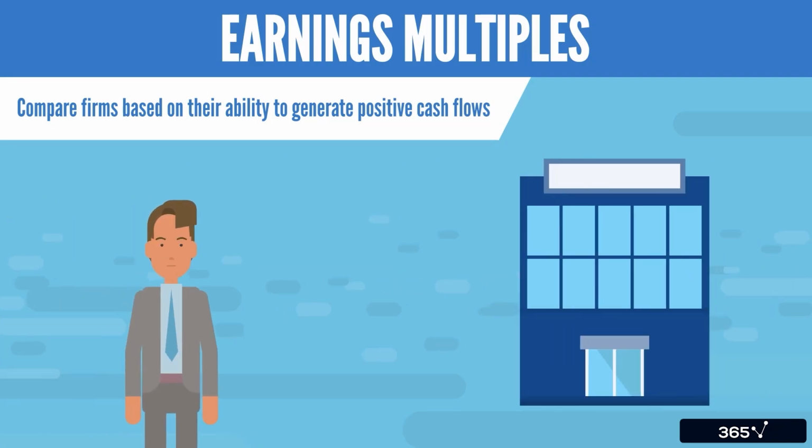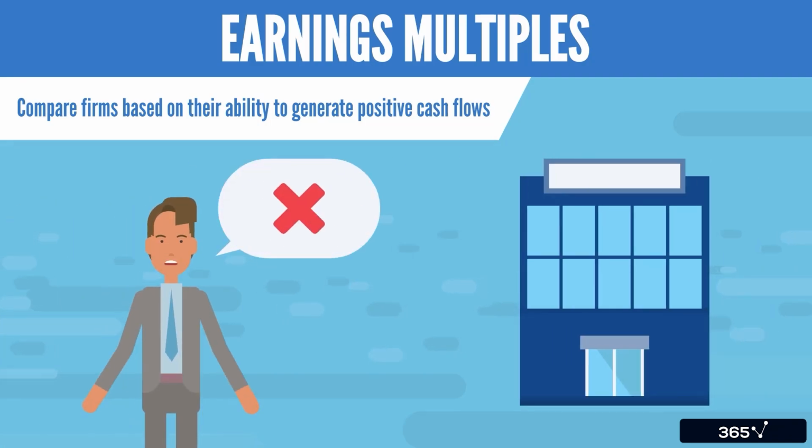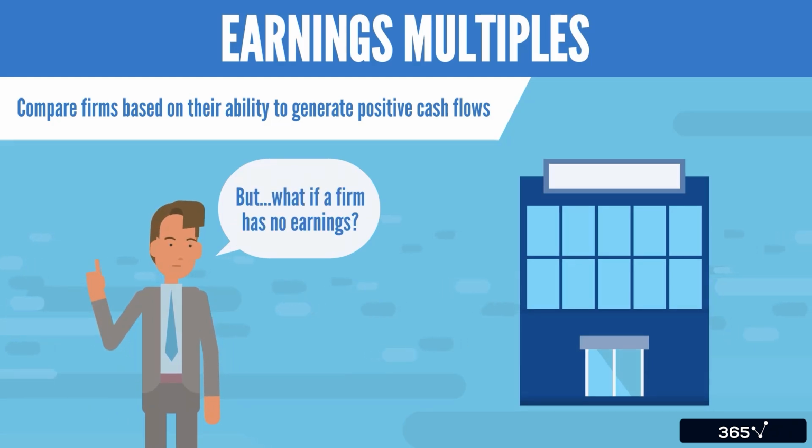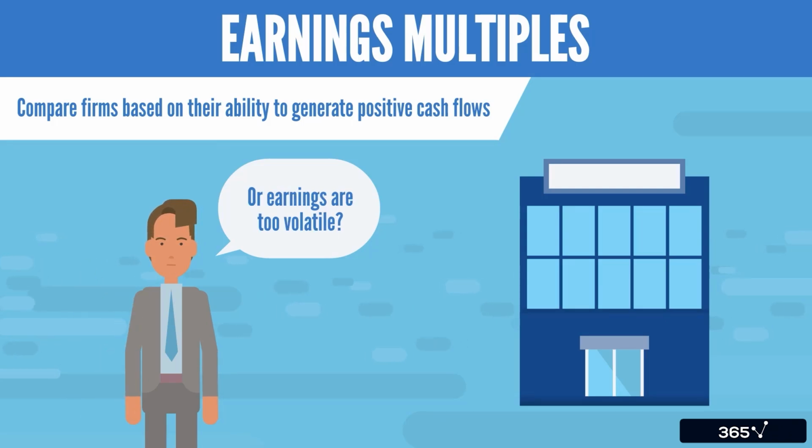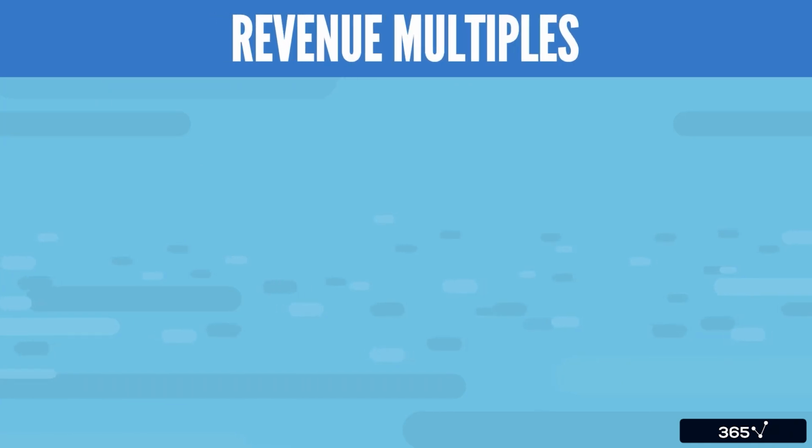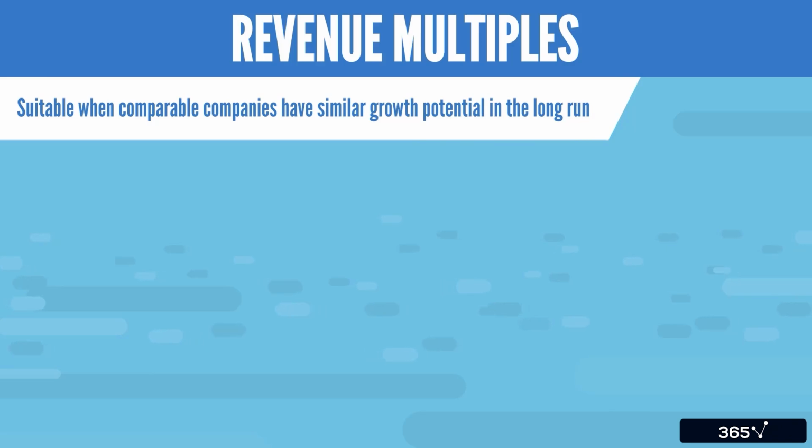Unfortunately, in certain situations, we can't use multiples based on earnings. This happens when a firm hasn't reached profitability, or when it has experienced very volatile bottom-line results in recent financial periods. In that case, sales are the next best indicator of value, especially if the companies we compare the businesses with have a similar growth potential in the long term.